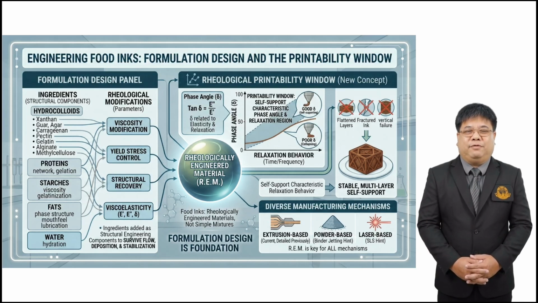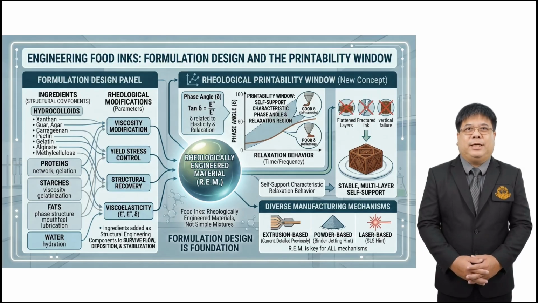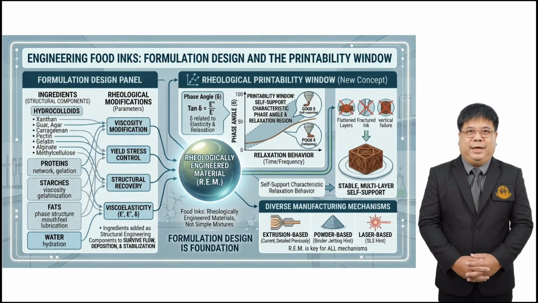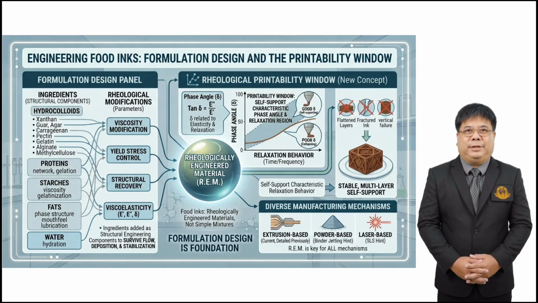Proteins contribute network formation and thermal gelation. Starches provide bulk viscosity and post-heating reinforcement through gelatinization. Fats alter lubrication and mouthfeel while affecting phase structure. Water controls hydration, molecular mobility, and interactions between dispersed phases. These ingredients are not added simply for nutrition or flavor. They function as structural engineering components. The formulation must be designed not only to taste good, but to survive flow, deposition, and stabilization.